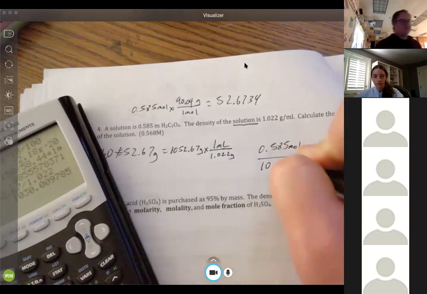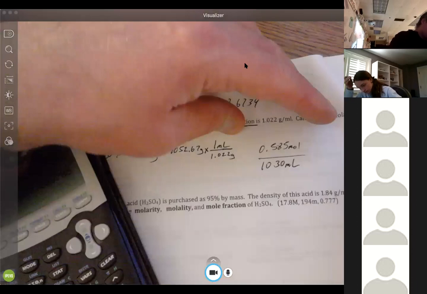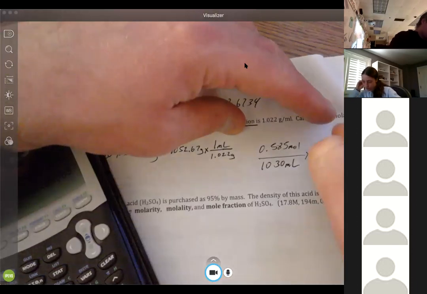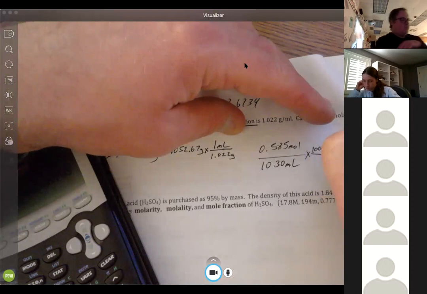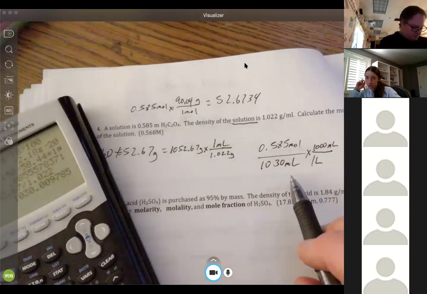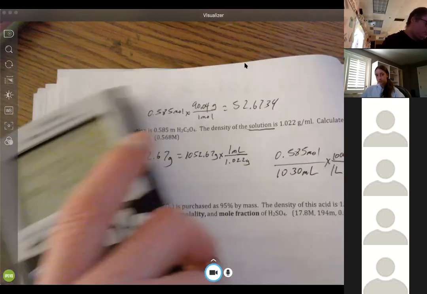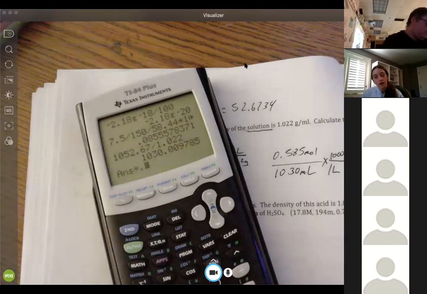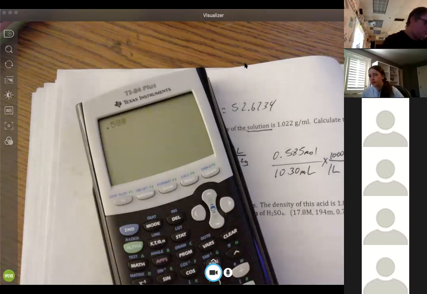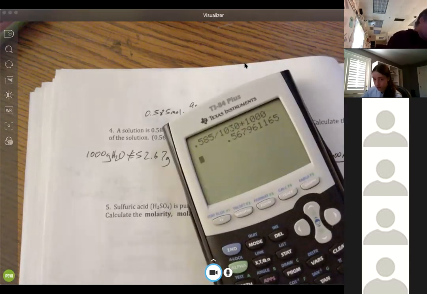That is milliliters. So if I want to find molarity, I've got to change that to liters. 0.585 divided by 1030 times 1,000. We get 0.5679, which rounds to 0.568.